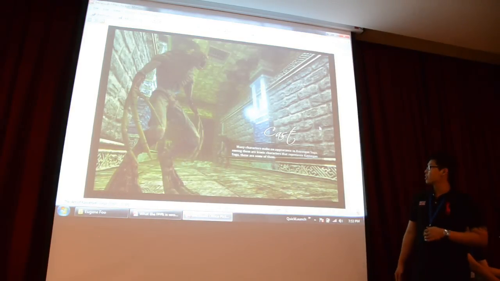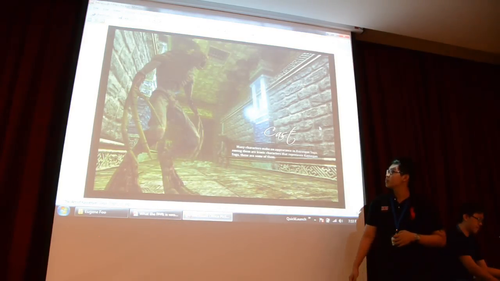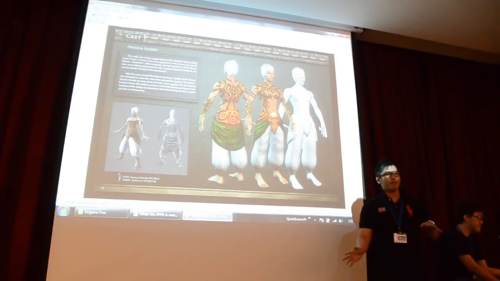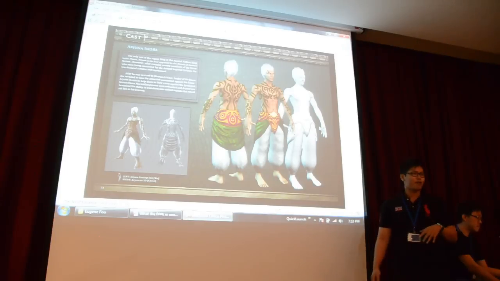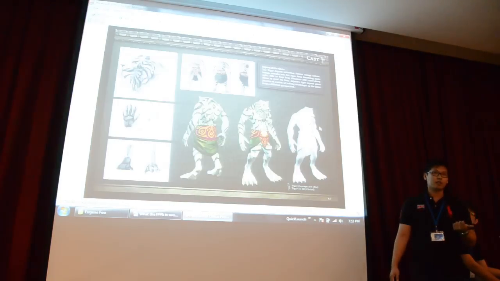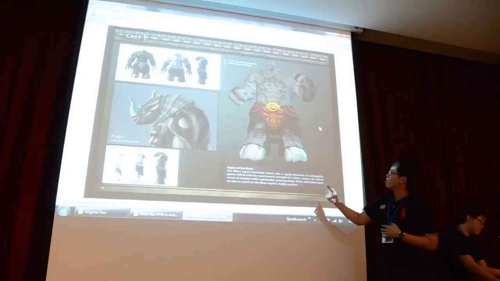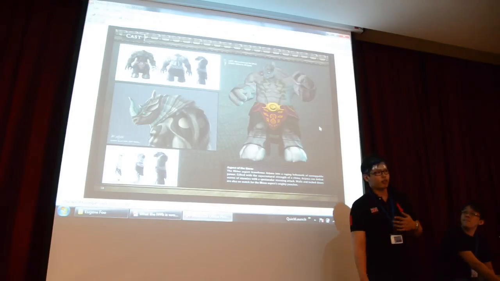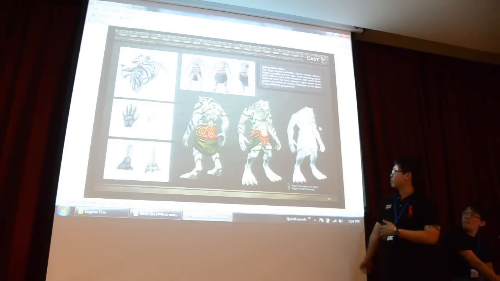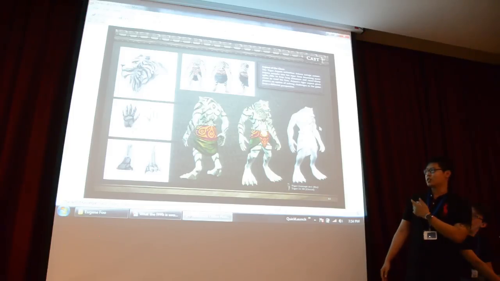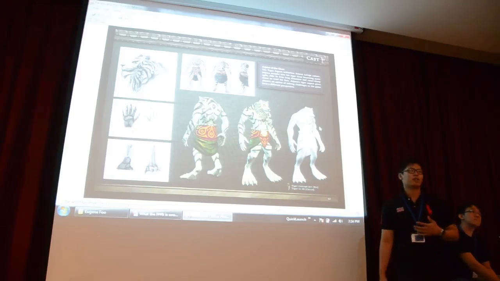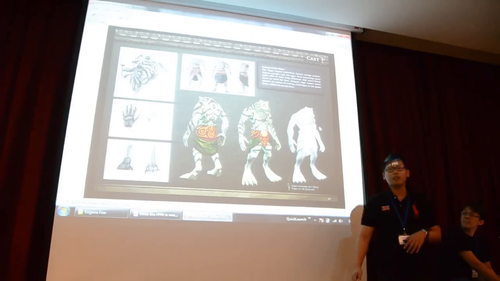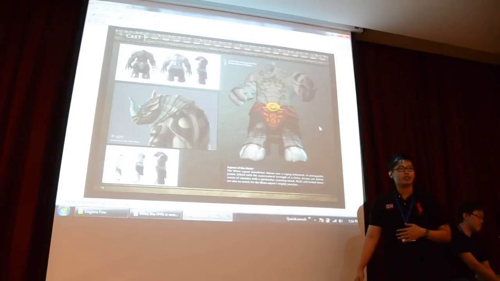Proceeding with the characters in game, we have our main hero, Arjuna. Our main hero can change to two different forms, the tiger form and the rhino form. This is the tiger form and this is the rhino form. They change to fit the battle situations. For example, the tiger is a speedy character which is fast moving with more agility, and the rhino is a tank character which is tougher and slower.